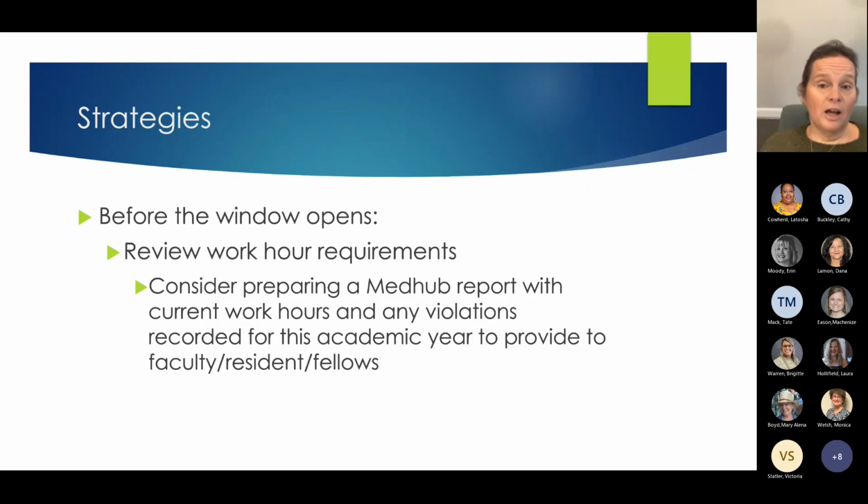And then consider preparing a MedHub report with your violations for the year to date, actually looking at those numbers with them and showing the total number that the program has. Sometimes I've seen programs go as far as doing that on a resident level and sending them out to the residents individually. This is helpful for people to know what's being reported and what we're actually seeing, versus just anecdotally.